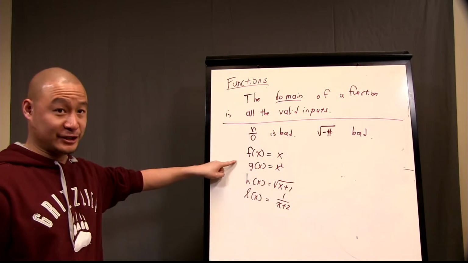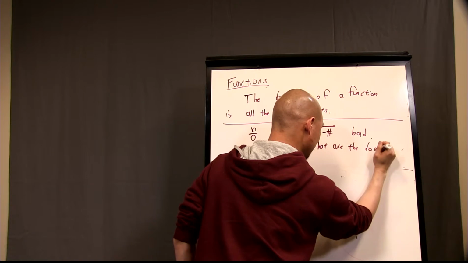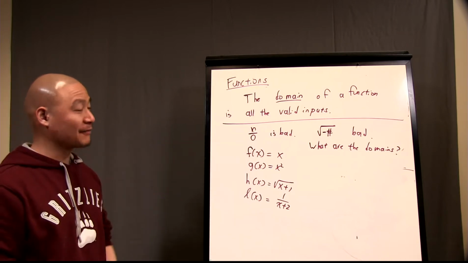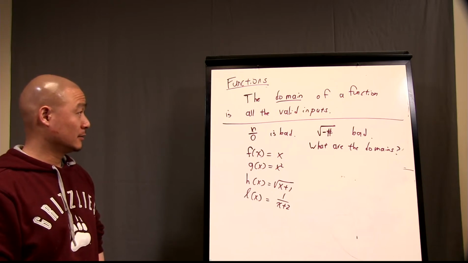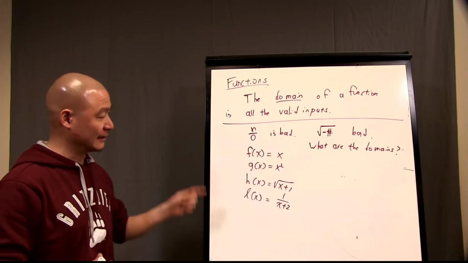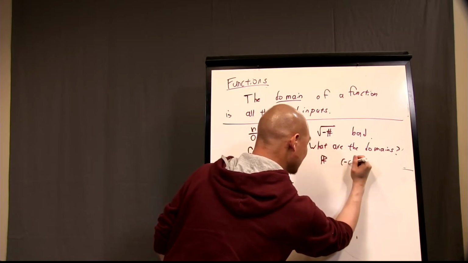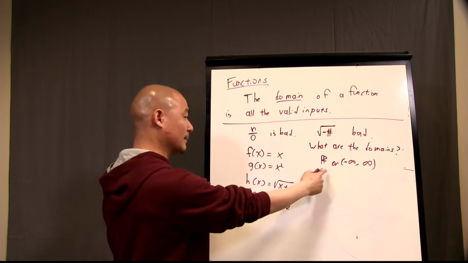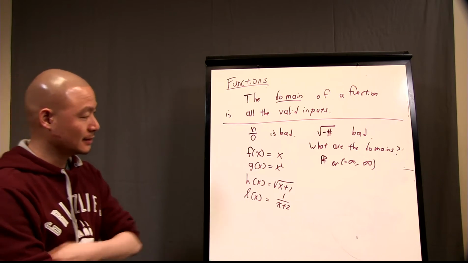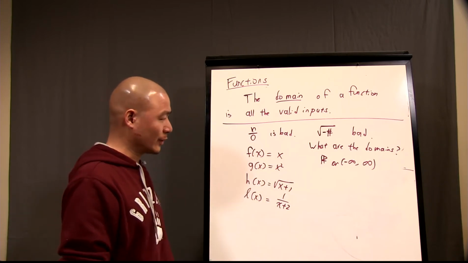So here are some functions, f, g, h, and l, and I want to ask, what are the domains? The first one, what f does is whatever the input is, that's going to be the output. It seems like I can do whatever I want, right? If I plug in positive numbers, that's fine. If I plug in negative numbers, that's fine. If I plug in 0, that's fine. None of that kind of trouble is happening. So we could call the domain of this all real numbers, or equivalently, everything between negative and positive infinity. It's just everything on the number line.